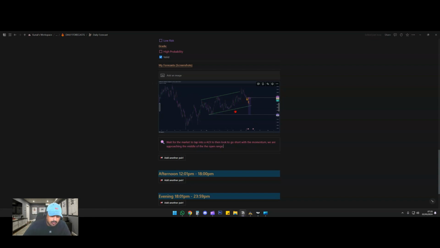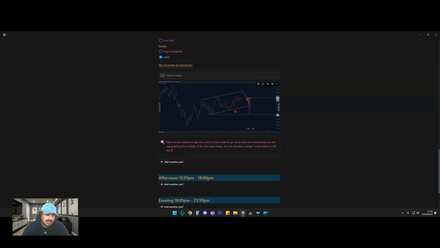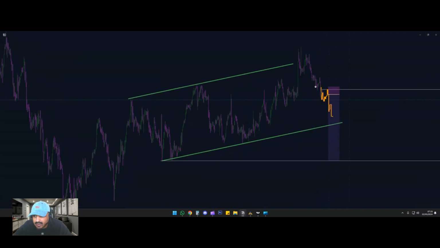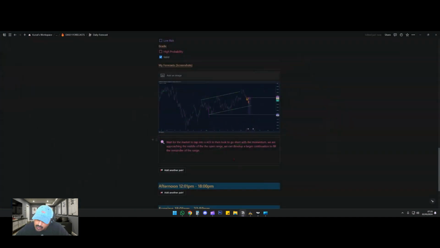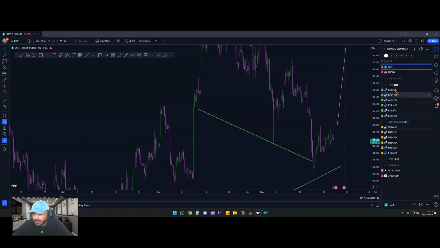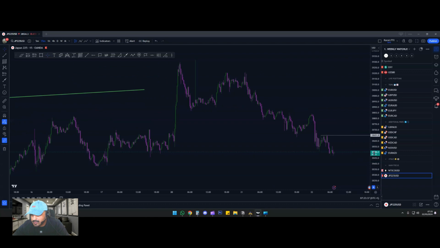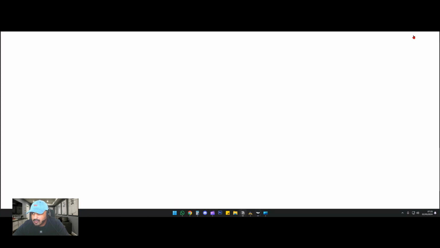Because we're in the middle of the open range, we can develop a larger continuation to fill the remainder of the range, right? Which I think is extremely important to understand, that this section in the middle here could actually develop and become something a little bit more complex and then sell off. So it is a tricky area, but there's two things that can happen. We either get momentum and we sell and we just go, or we chop around, right? So let's wait and see what happens on that. And WTI crude oil USD as well, likewise.